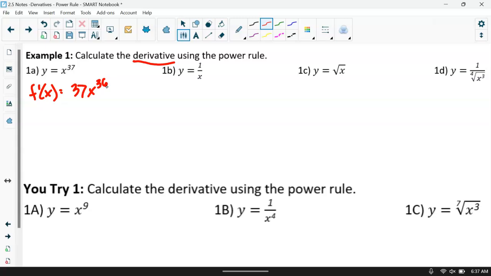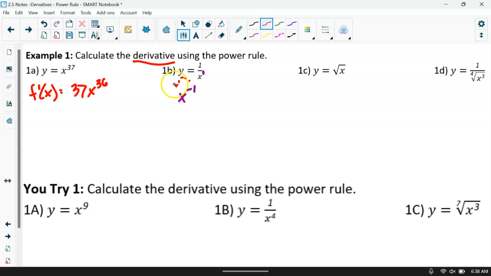Now, notice in 1b how we have a fraction. Whenever we have a fraction, rewrite it. Remember, whenever we had x here, x technically does have a power. It has an exponent of 1. But when it's in the denominator, this is the same as rewriting it as x to the negative 1. If you recall, negative exponents mean reciprocate the base, so it becomes 1 over x. Now that we've rewritten in exponential form, x to the negative 1, we can apply the power rule.